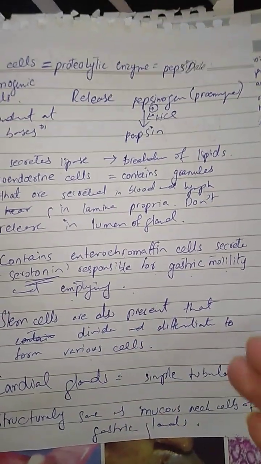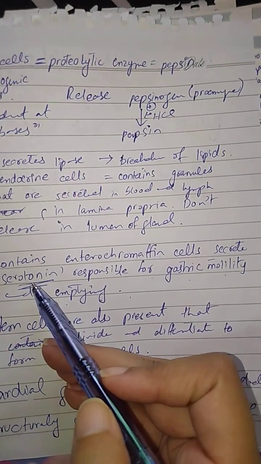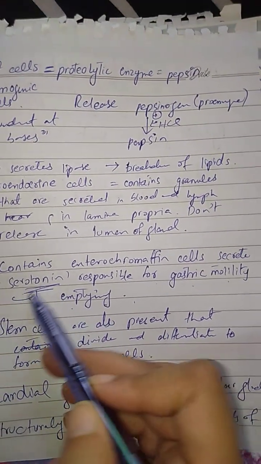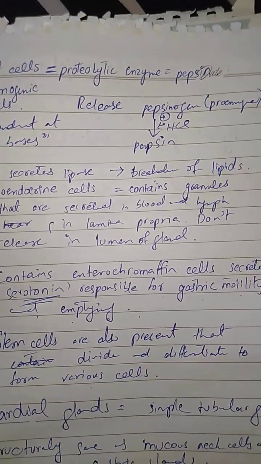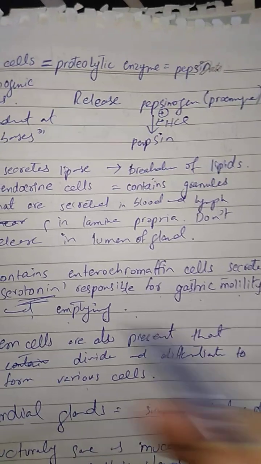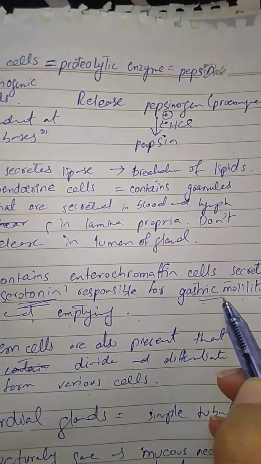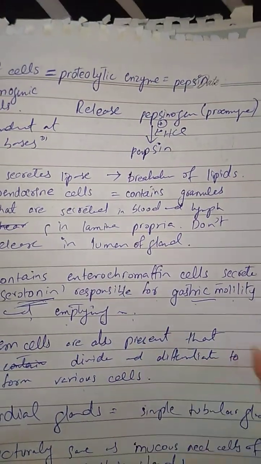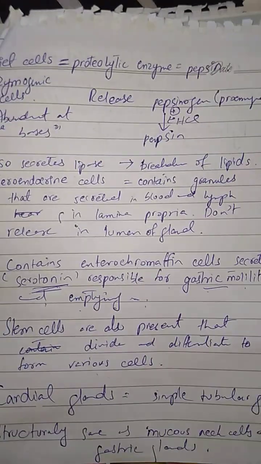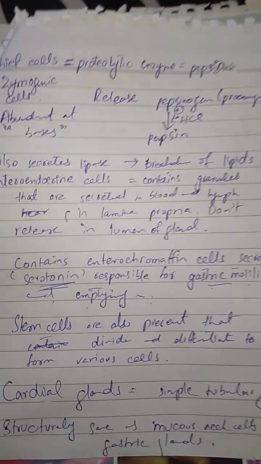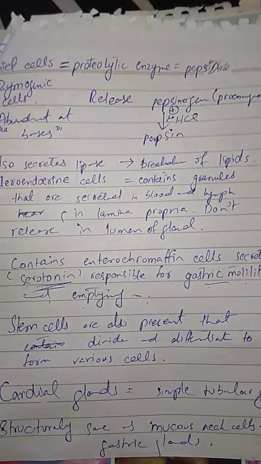So if you want to increase the gastric motility or emptying, you should be able to give serotonin agonists. If a patient is having constipation, you can give serotonin agonists, so as to increase the gastric motility and gastric emptying. So correlate with your pharmacology, correlate with your pathology, so that you have a better grip over all the concepts and you will be a good doctor.